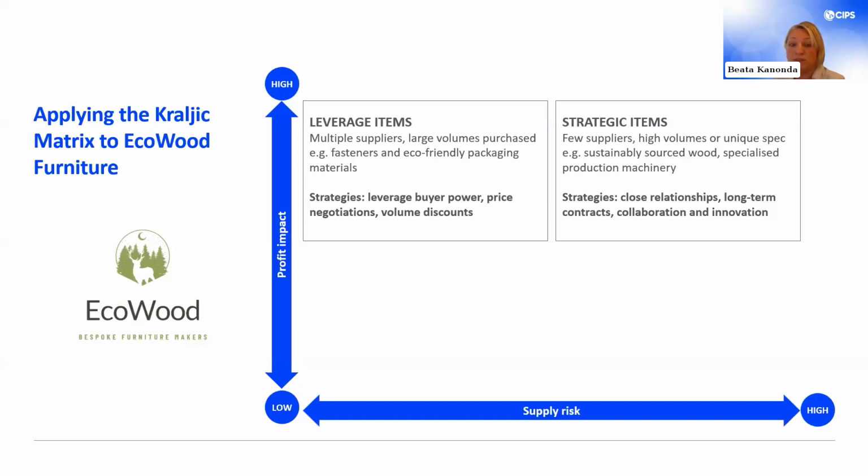Joanne also identifies non-critical or routine items, which includes low-value products like health and safety and personal protective equipment. Next click, Natalie.